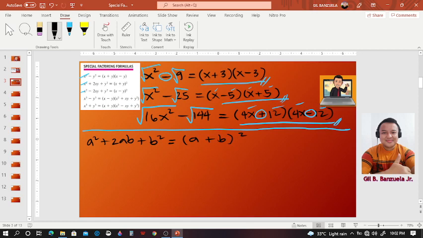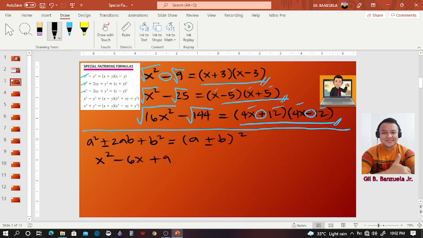Alright? Basically, if the operator of the middle term happens to be minus, then the operator in between a and b must be minus as well. So let's try an example. Alright, supposing I have x squared minus 6x plus 9.